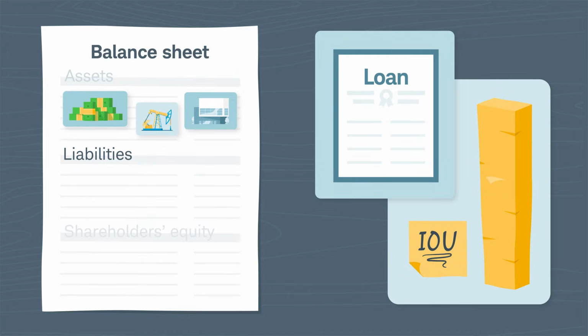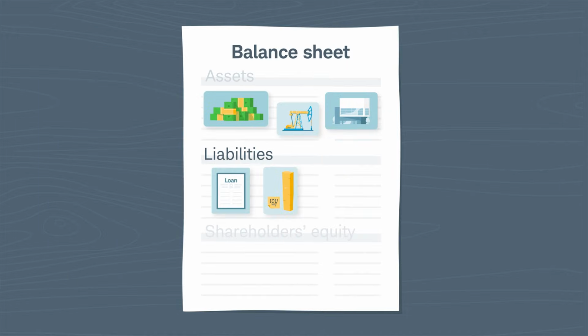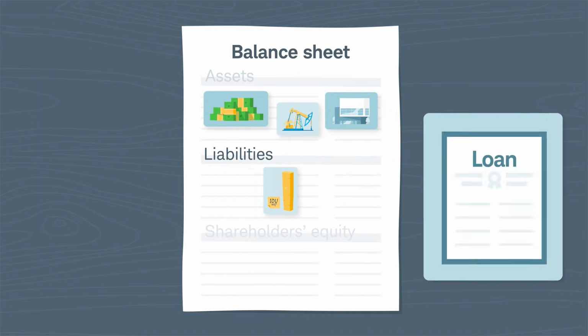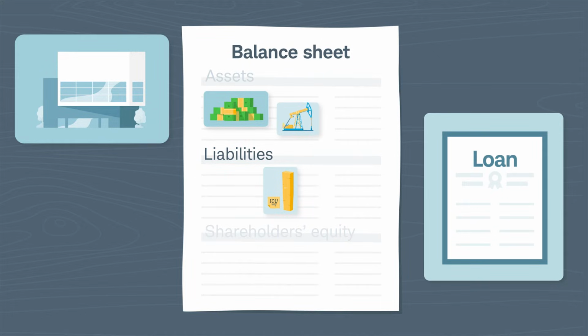Often, a liability on the balance sheet has an offsetting asset that helps the numbers stay level. For example, if a company were to take a loan out to buy a property, the loan would be a liability and the property would be an asset.